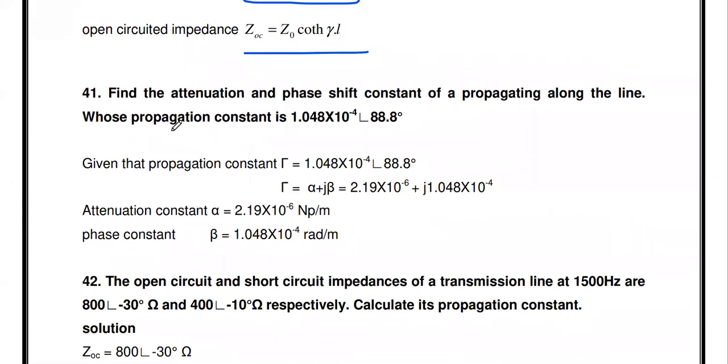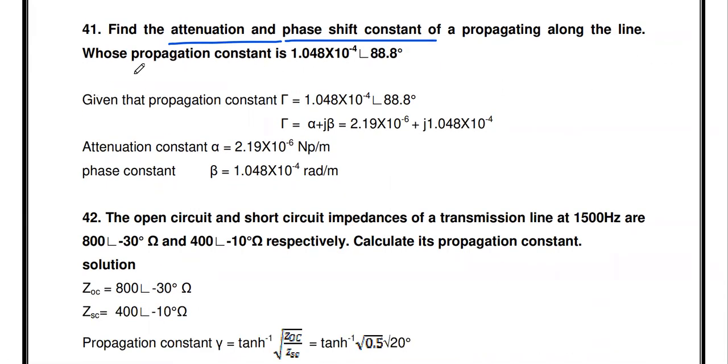Okay, then the next question, find the attenuation and the phase constant of the wave propagating along the line whose propagation constant is given. What is the relation between the propagation constant, attenuation constant and phase constant? Already you know the propagation constant is alpha plus j beta. If you represent the propagation constant as a complex quantity, the real part is called the attenuation constant and the imaginary part is called the phase constant.